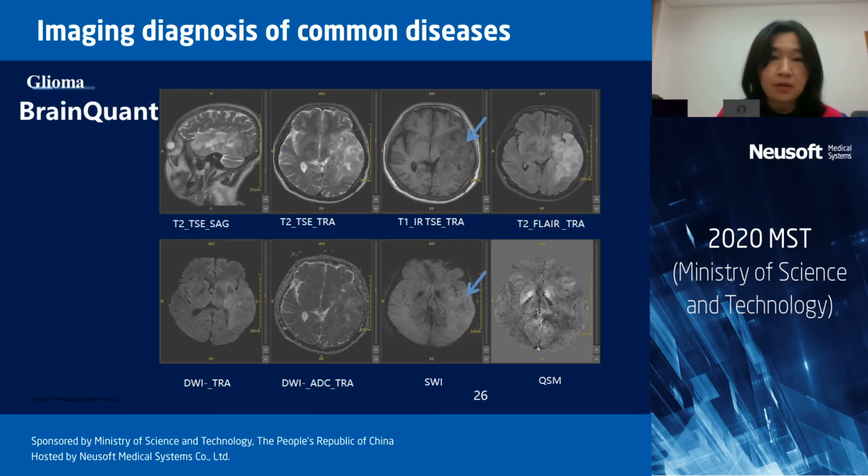Glioma. The left temporal lobe has a mass with hypointensity on T1 weighted imaging and hyperintensity on T2 weighted imaging without hemorrhagic signal intensity. Brain Count can give us SWI and QSM displaying hypointensity. So the hemorrhage in the glioma is diagnosed.